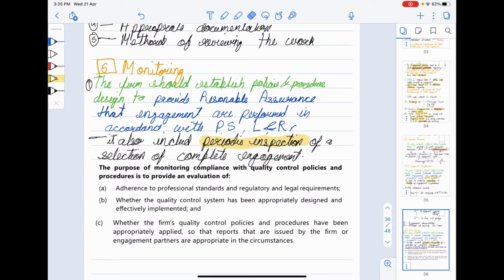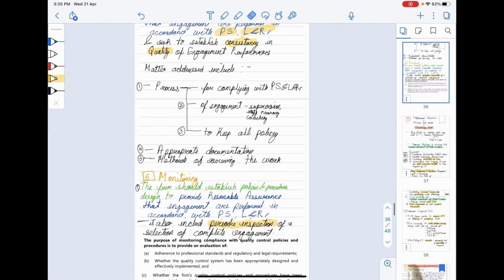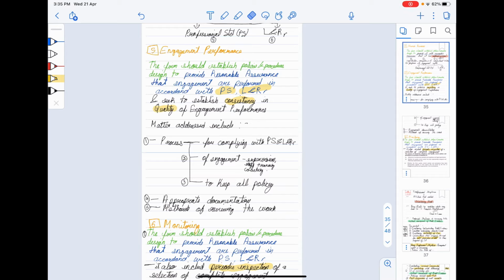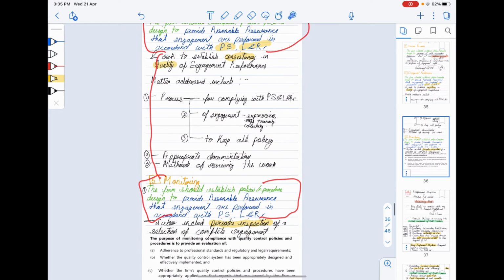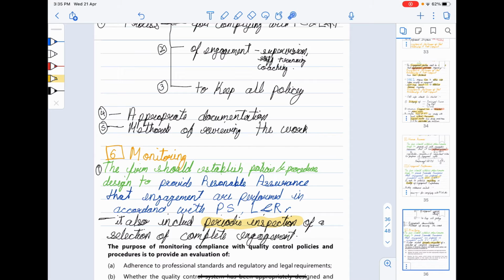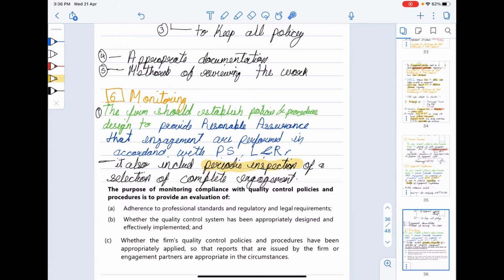The firm should establish policies and procedures designed to provide reasonable assurance that engagements are performed in accordance with professional standards and legal and regulatory requirements, same as above. The first point here is the same. Here we need to add that it also includes periodic inspection. Monitoring means periodic inspection of a selection of complete engagements.